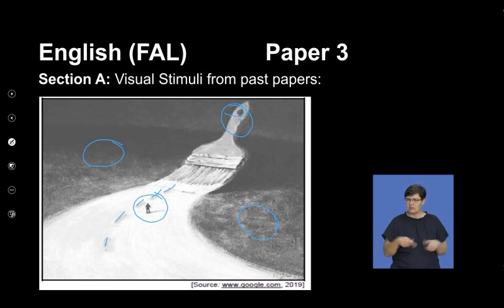So it looks like someone is painting, or what we would say, paving the way for this person to walk through a forest or a jungle or whatever the case is. Now, this is a very literal interpretation of what we can see.